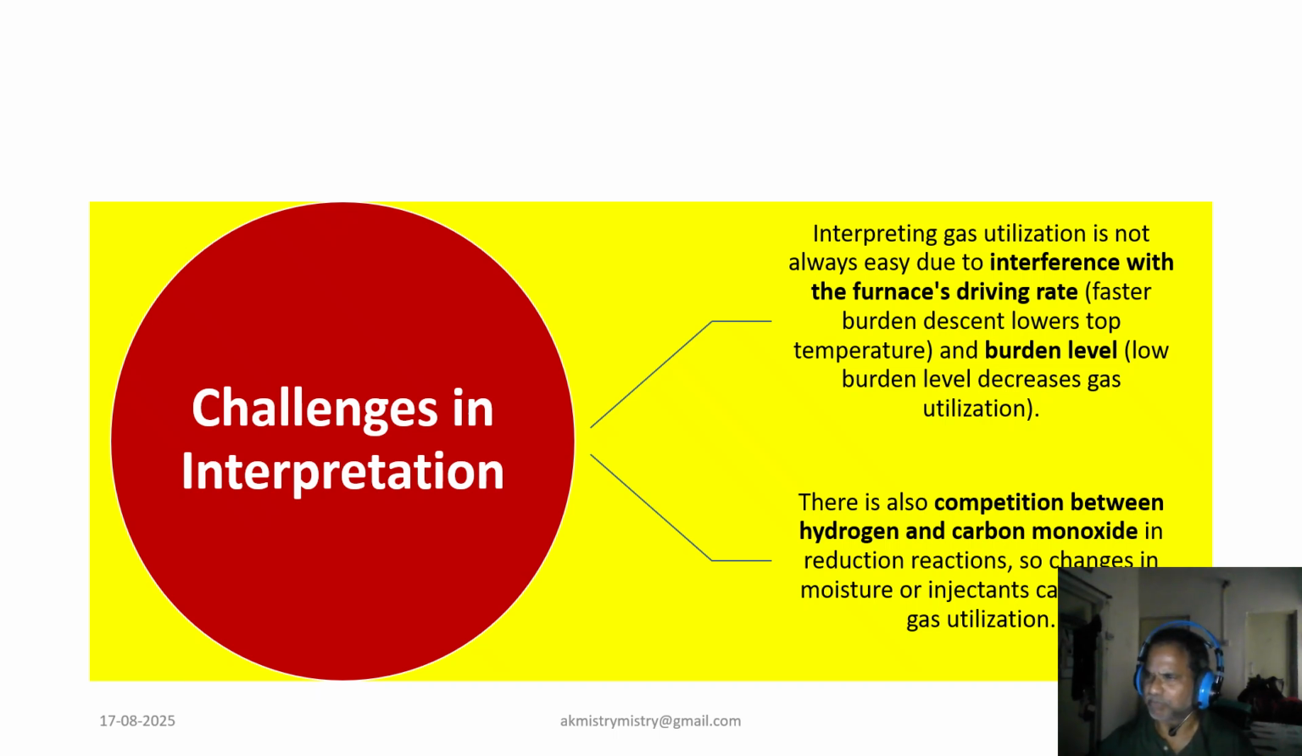For example, pulverized coal injection alters gas composition and temperature distribution, and unburned PC can even be discharged as dust, increasing fuel rates. Methane injection introduces hydrogen and water into the top gas. Hydrogen injection generally increases top gas temperature.